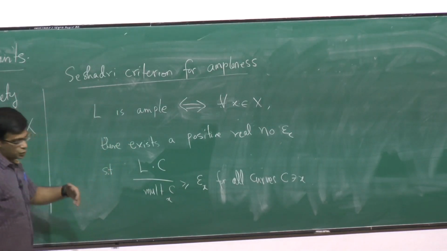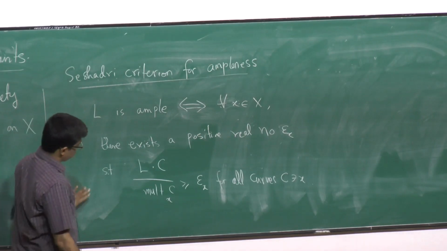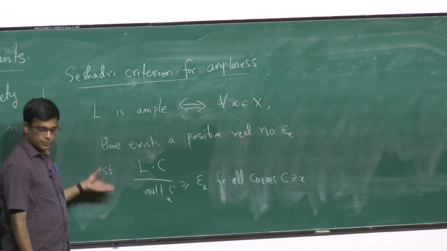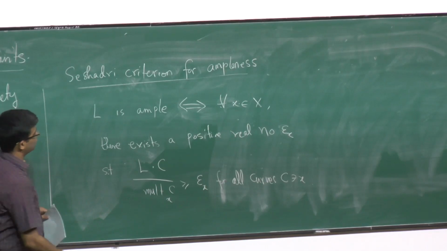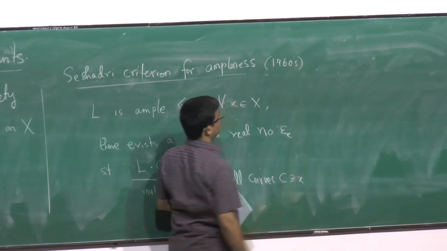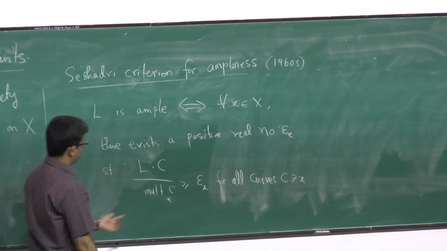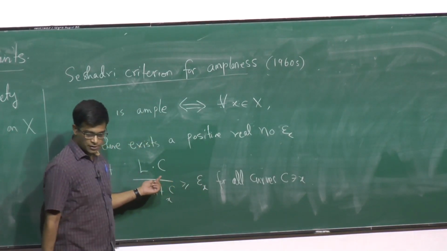And the proof of it is using the Nakai criterion and blowing up the point and using some ampleness of the strict transform minus a suitable multiple of the exceptional curve. So I don't want to spend time on the proof of this, but this is the Seshadri criterion. So this is, I don't know exactly when, but it's in the 60s. So this positive real number, of course, does not depend on the curve. That is the point.